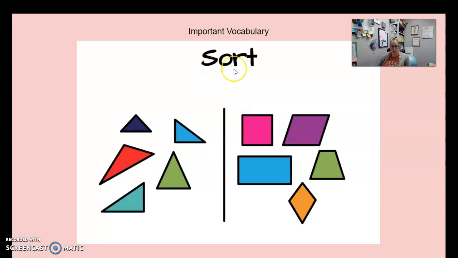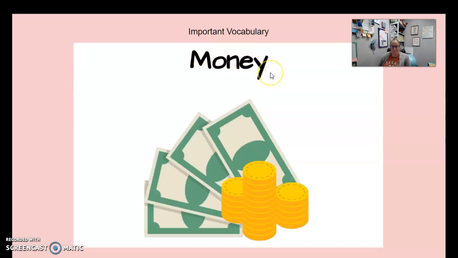It's the word sort. Remember, when we sort something, we put it into groups of like objects. So over here we have a group of triangles, and over here we have a group of quadrilaterals. The next word we have is money. Remember, we can use it to buy things or we can use it to save things, but it's important for us so we are able to get things that we need.